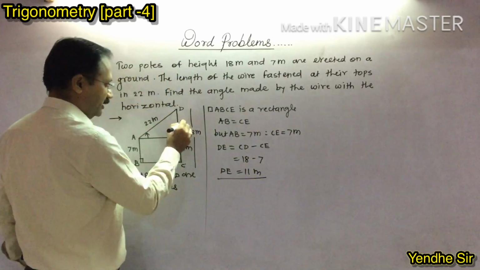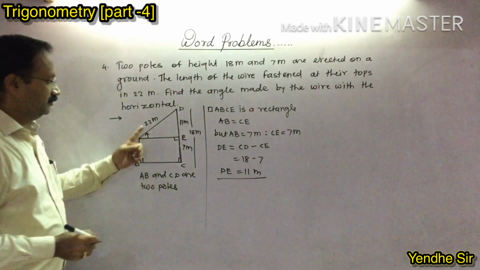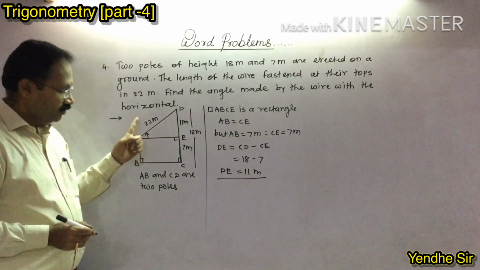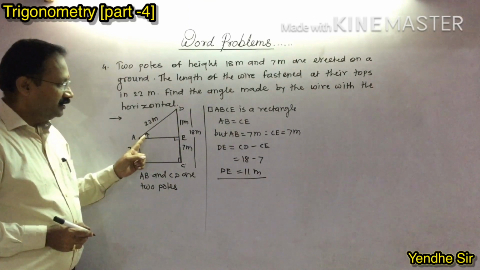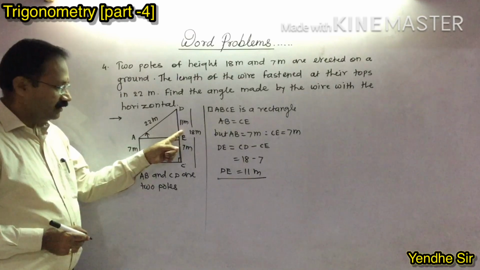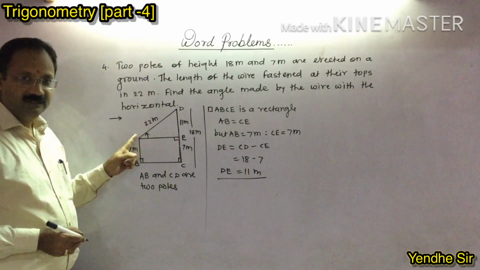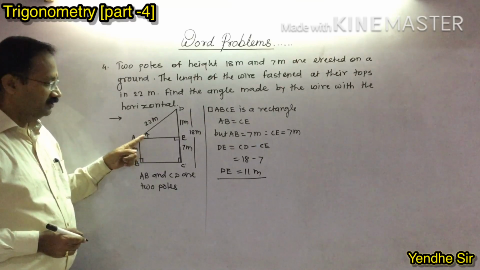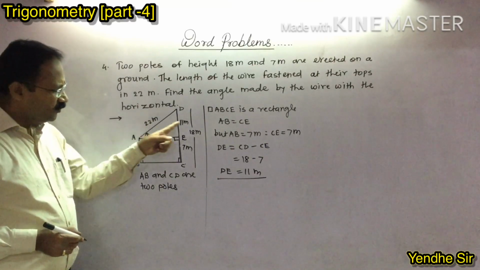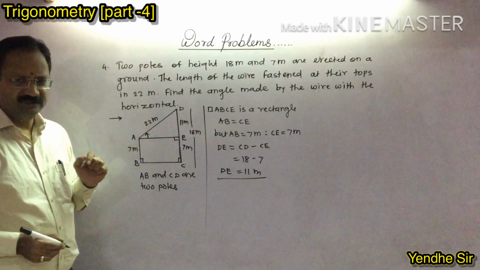So here you got it 11 meter. Now you have to find out this angle. Now observe this. DE I got it 11 and AD I got it 12. So you have to find out this angle. This opposite side and the hypotenuse is given.